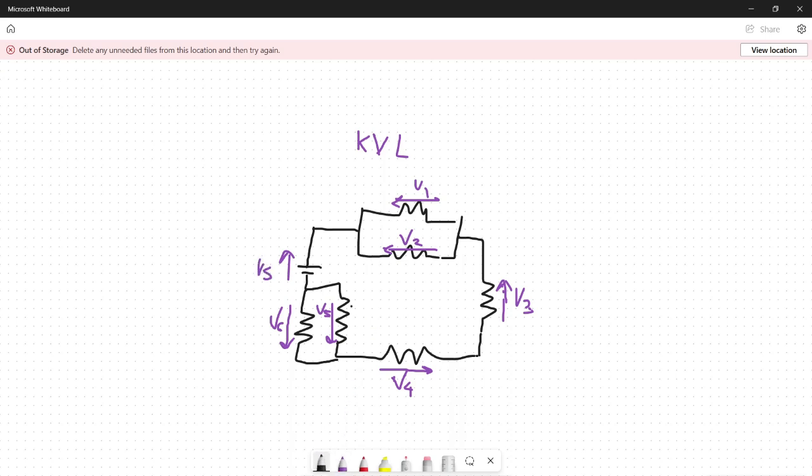So a loop is basically just a part of a circuit. So if I were to draw something like this, an arrow that goes around in a circle, well, this arrow is contained inside a loop. It's surrounded entirely by wire.